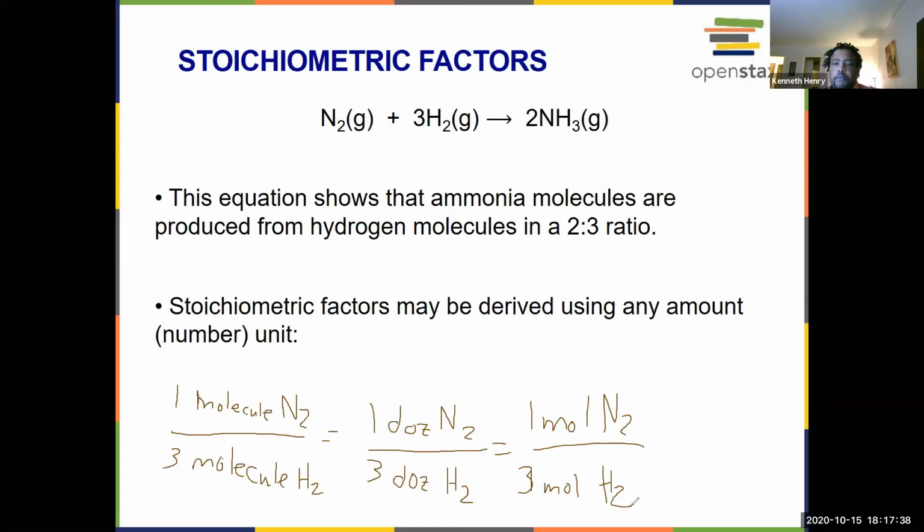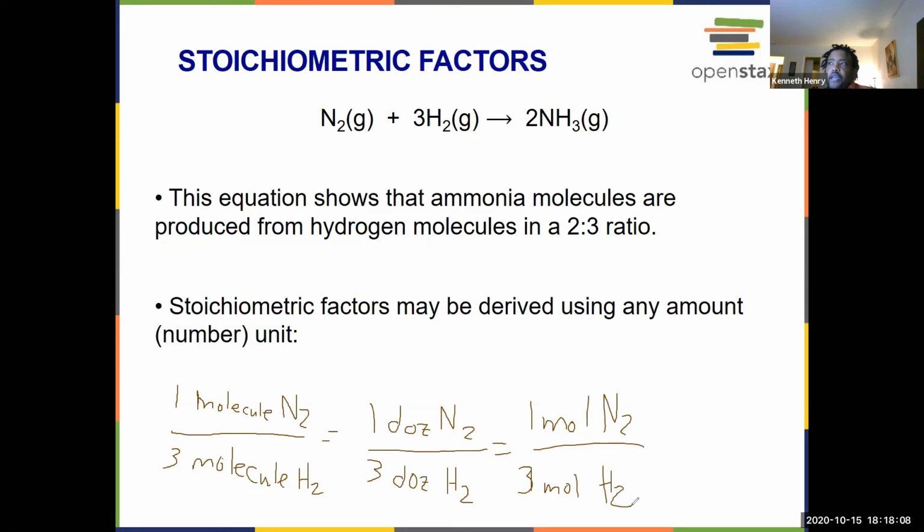That ratio is always going to be the same because it's based upon the quantity, the amount that you have of each one, right? So if we're talking about molecules, for every 1 molecule, you'll need 3 molecules of hydrogen. If we're talking about dozens, for every 1 dozen of nitrogen, I need 3 dozen of hydrogen. If we're talking about moles, for every 1 mole of nitrogen, I need 3 moles of hydrogen.